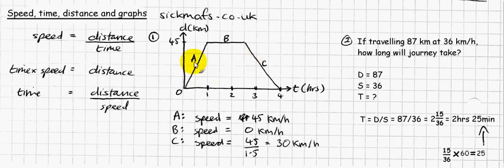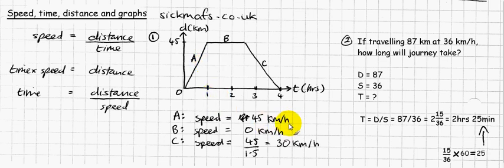Well, the speed for section A is calculated like any other speed, which is the distance for that journey divided by the time taken for that journey. So the distance is 45, travel 45 kilometers in 1 hour. So 45 distance, 1 hour is the time, 45 divided by 1 is 45. So the speed is 45 kilometers an hour.